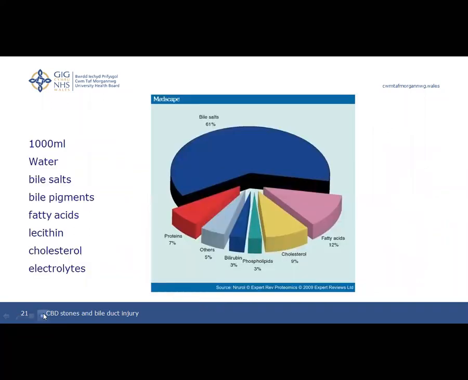Okay, so the amount of bile which is secreted is 1,000 mL, and the composition of bile is water with plenty of bile salts, cholic acid and deoxycholic acid, and the rest of the things: bilirubin, which is 3%, bile pigments, fatty acids, lecithin, cholesterol, and electrolytes. These are the proportions of the bile, and the majority of the bile is occupied by the bile salts, cholic acid and deoxycholic acid.